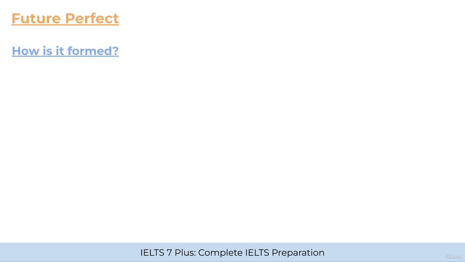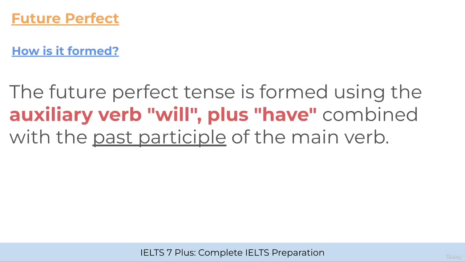So how do we go about forming this tense then? Well, we want to use the auxiliary verb will after the subject. So subject, then will, then another auxiliary verb have, combined with the past participle of the main verb. Now you might remember the past participle from other lessons if you've been with us, and we'll just cover that in a little bit if you're not so sure as well. So not to worry if you're not sure what that means.